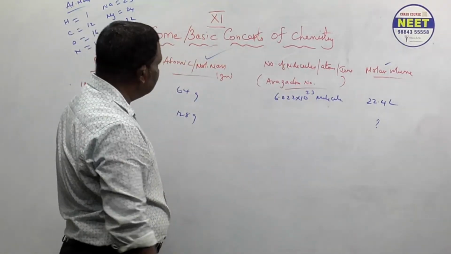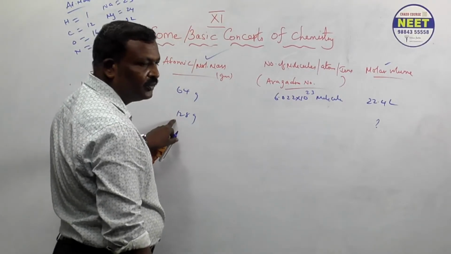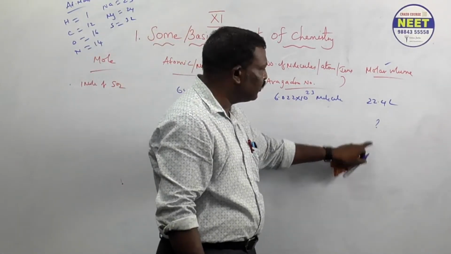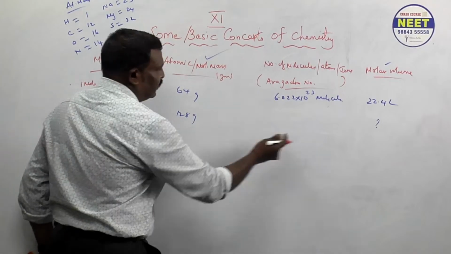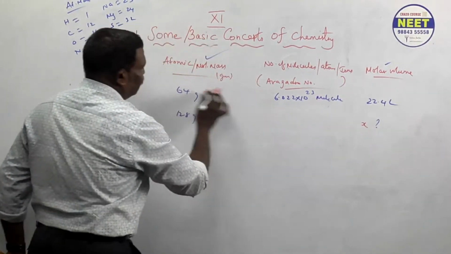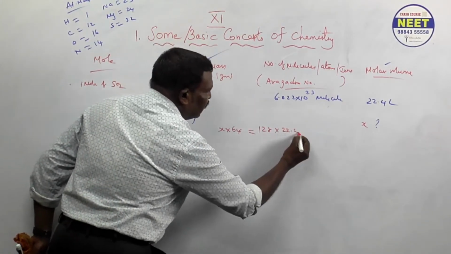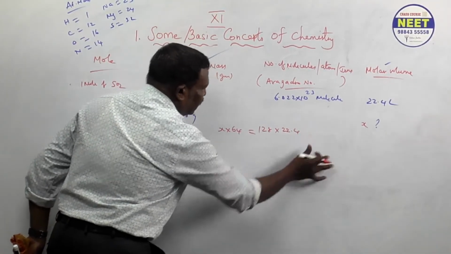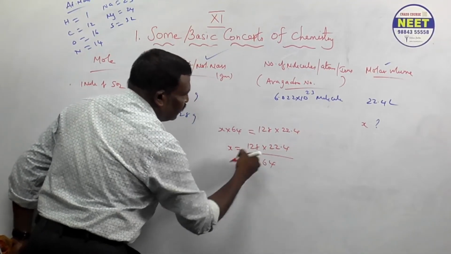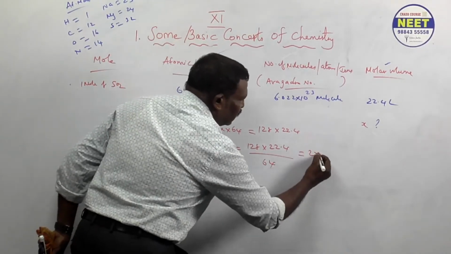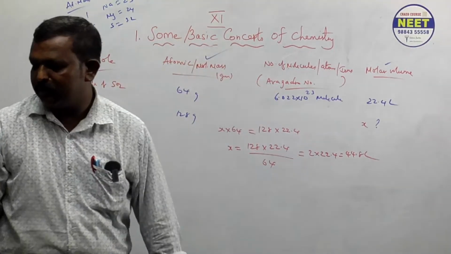Understood? Are you following? What's the answer? Double, no? This also is twice the amount. So 44.8 liters. Okay, simple. That method is also there, but anyhow, consider this x. So x into 64 is equal to 128 into 22.4 liters. So x is equal to 128 into 22.4 liters by 64, which is 2 times. So 2 into 22.4 liters, 44.8 liters. Are you following? Very simple.